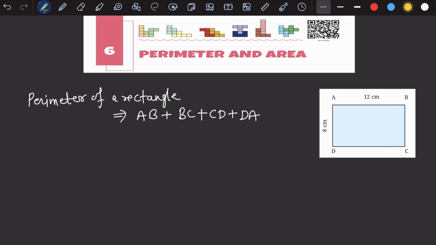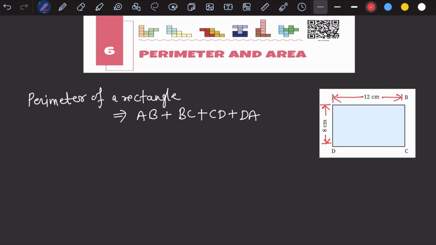As we can see here, we have a figure and we will take AB, this one, BC, this side, and CD, this side, and we will come back from D to A. Okay, so we can see that here some dimensions are given, like this side is 12 and this side is 8 centimeter.